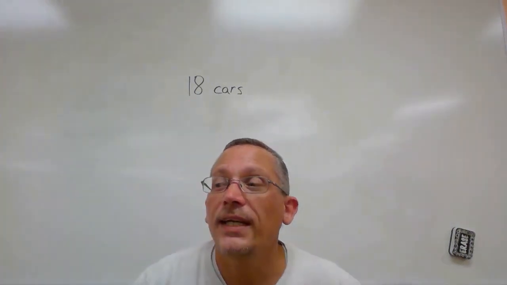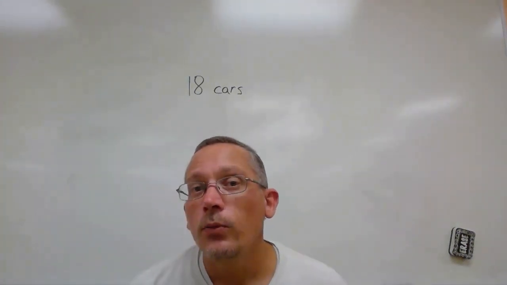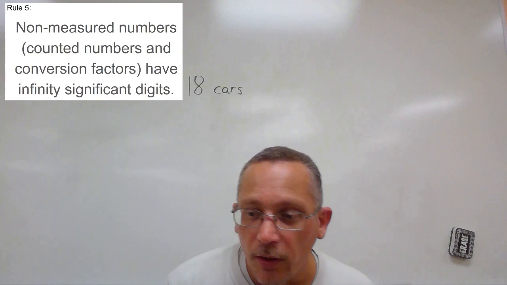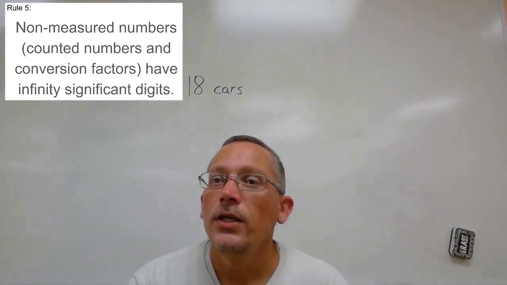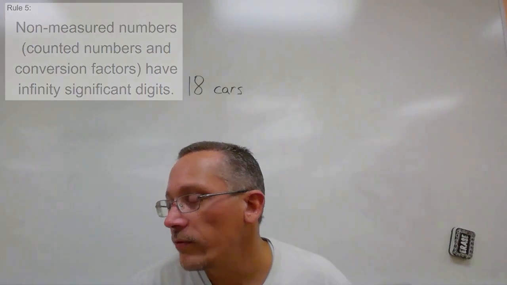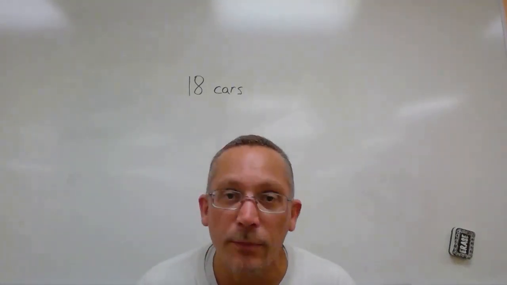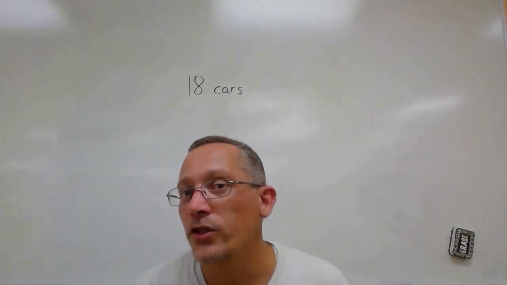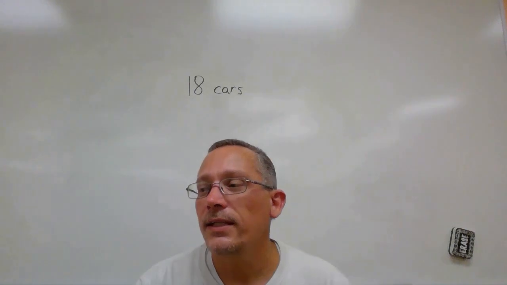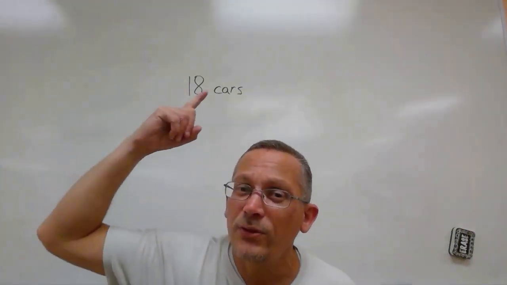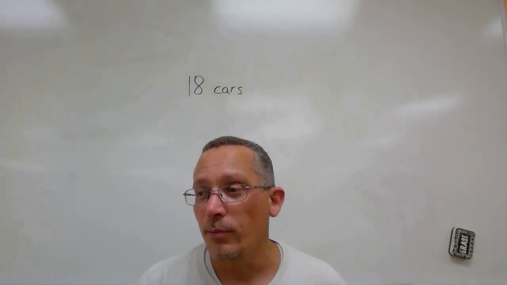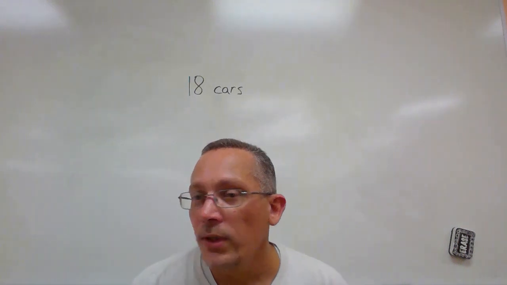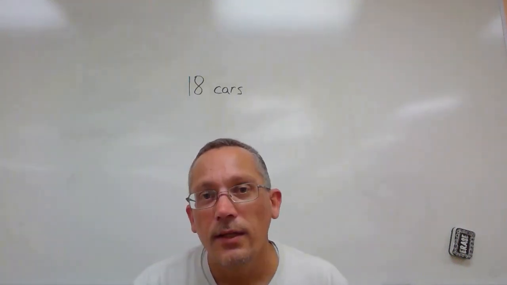If you have a number that's something counted rather than measured, we say it has an infinite number of significant digits. Also going along with this, things like conversion factors, numbers that you use to convert between units. So if I say there's 10 millimeters in a centimeter, that 10 is a counted number rather than a measured number, right? And we say that it has an infinite number of significant digits. Even though there's only 2 digits there, it has an infinite number of significant digits. It's infinitely precise.